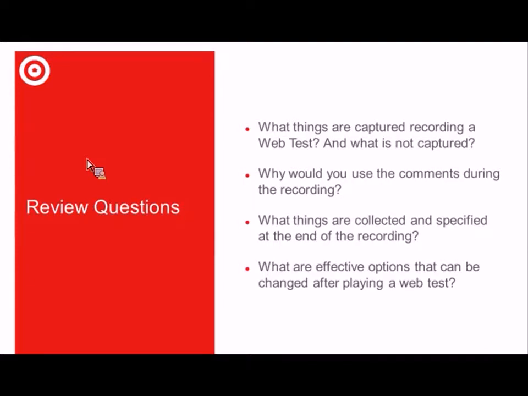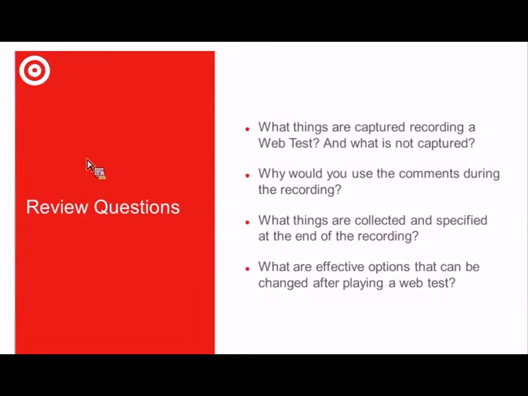What things are collected and specified at the end of recording? Dynamic parameters are usually identified at the end of recording. Essentially what it does is it plays back the actual web performance test, and it identifies any parameters that it can actually pull out of a previous actual request, and we'll put an extraction rule on that request. Hopefully we'll get a chance to discuss extraction rules in more detail later.